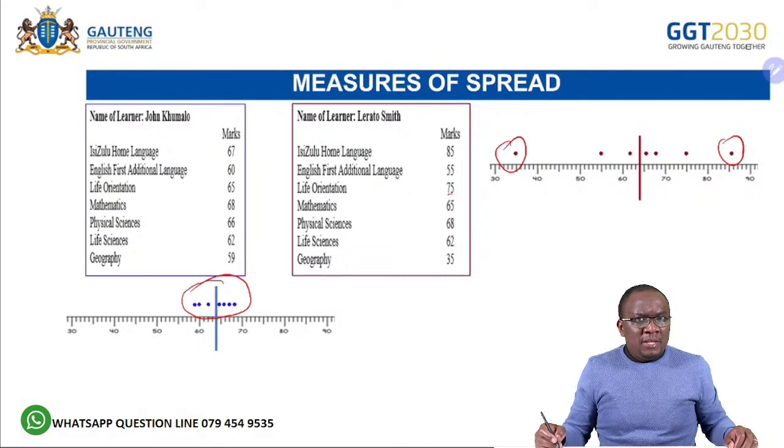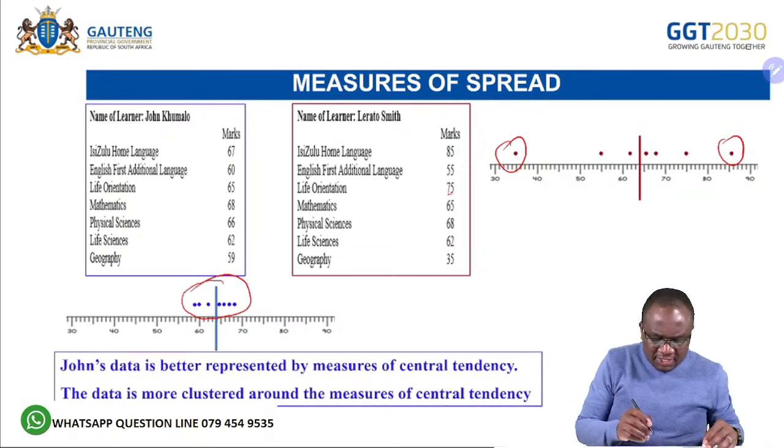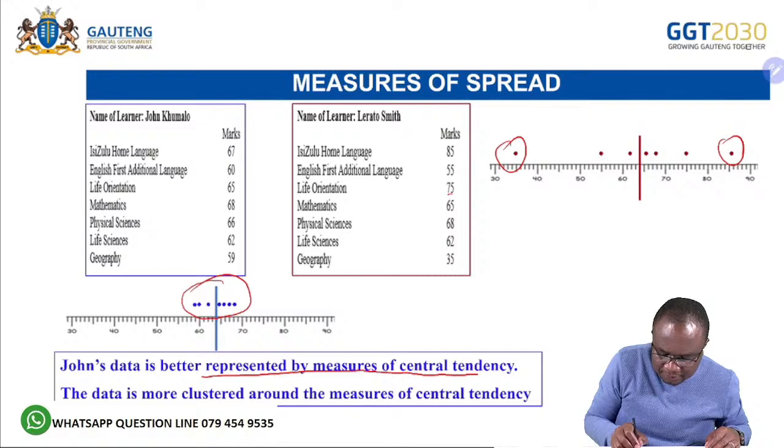Do you see that? So that's where the measures of spread come in, so that we can really interpret and analyze the data well. Right. So here, John's data is better represented by measures of central tendency.